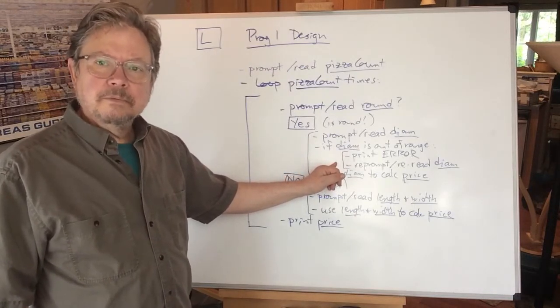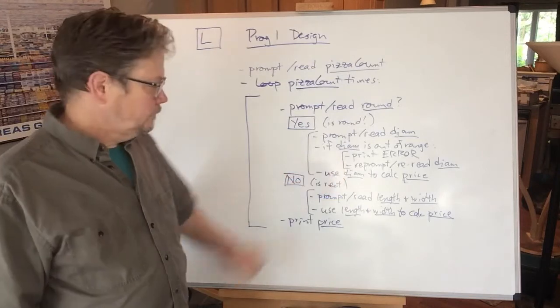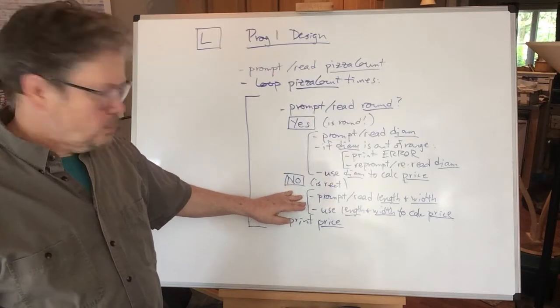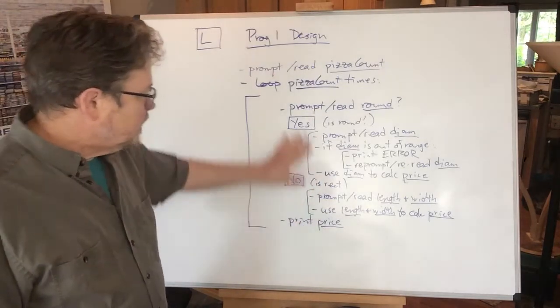What do we do in case of a bad diameter for a round pizza? What about these? Well, we only do those for a rectangular pizza. That's why those are grouped together. Why is print price not inside either one?